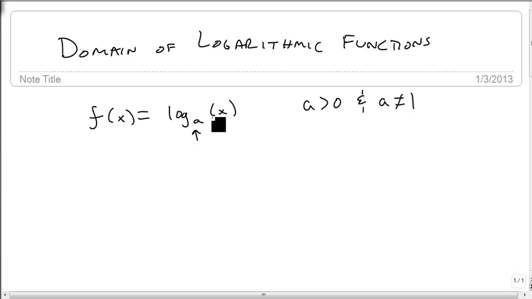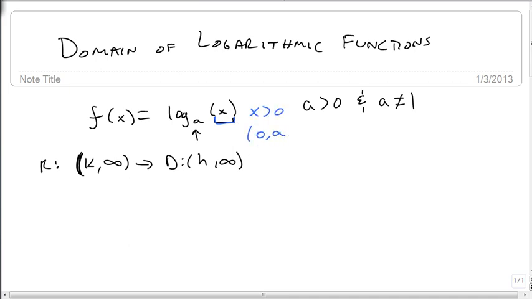Remember our exponential had a range that was from k and up, but it was strictly greater than k. That becomes the domain of our logarithm, and so this piece right here inside of parentheses we say has to be greater than 0. So whatever it is, x has to be greater than 0, or it goes from 0 to infinity. So whatever is inside of parentheses determines the domain.